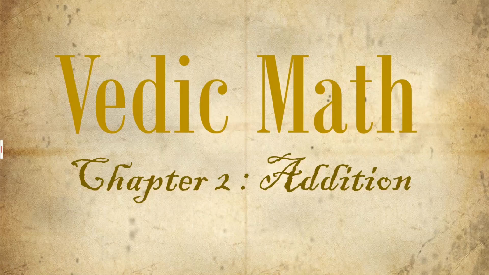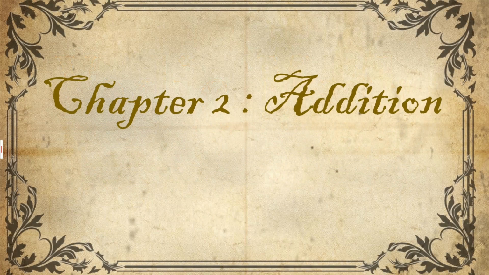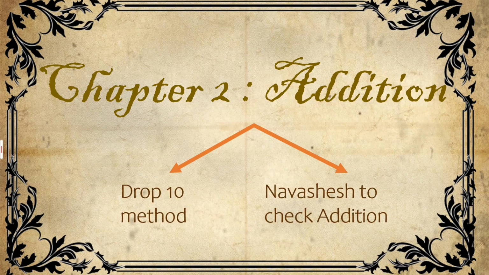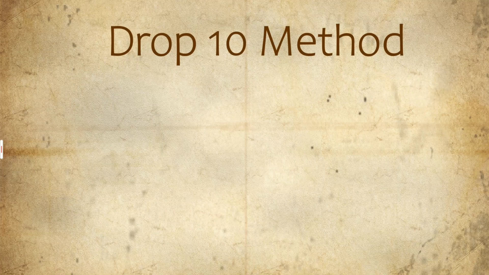Today, we are going to be continuing our Vedic math series, Chapter 2 Addition. In this chapter, we are going to be learning how to do addition using the drop 10 method and then to check whether our calculation is correct or not using Navshesh. Navshesh is a concept that we learned in the previous video, so do check that video out if you haven't yet. Moving forward, let's start with the drop 10 method.